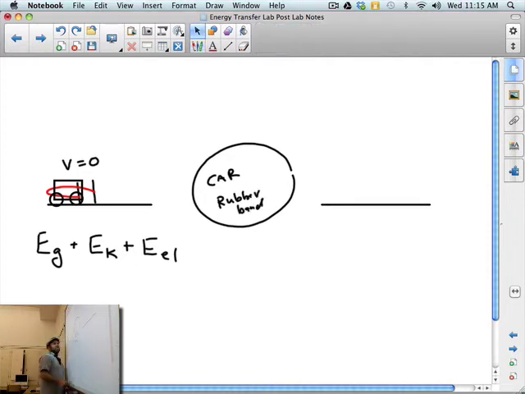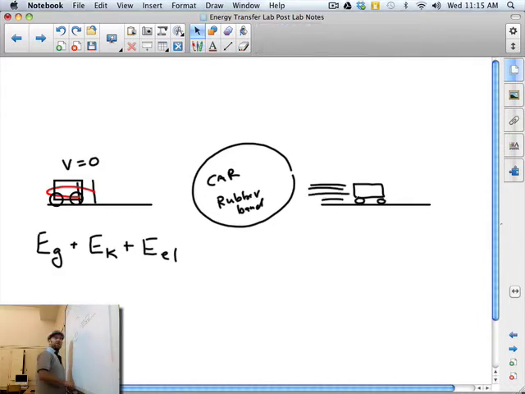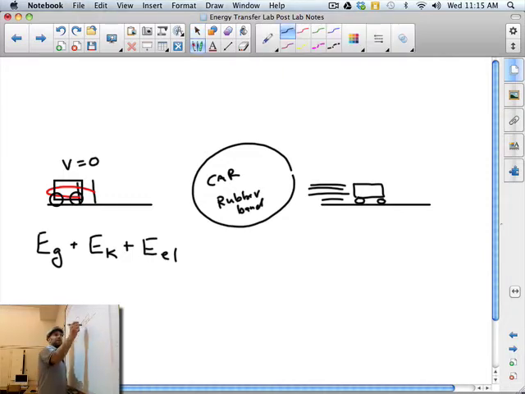And in the end, what's true about the car? Is it moving? What's true about its velocity? We would say it's constant, and it's the maximum velocity. Technically, this would be the moment immediately after the car has left the rubber band. So I'll draw my rubber band here, but the rubber band's slack. It's not stretched, and the car is not touching it anymore. You guys cool?